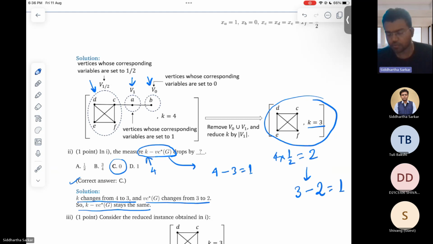So it's a bit tricky, but once you are familiar with this LP technique, which we have discussed in the video, then you'll be able to solve this very easily. There's nothing difficult about it.